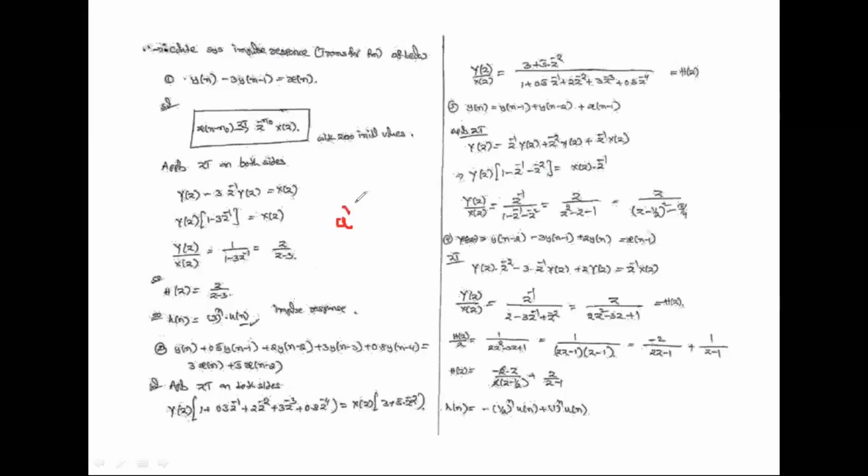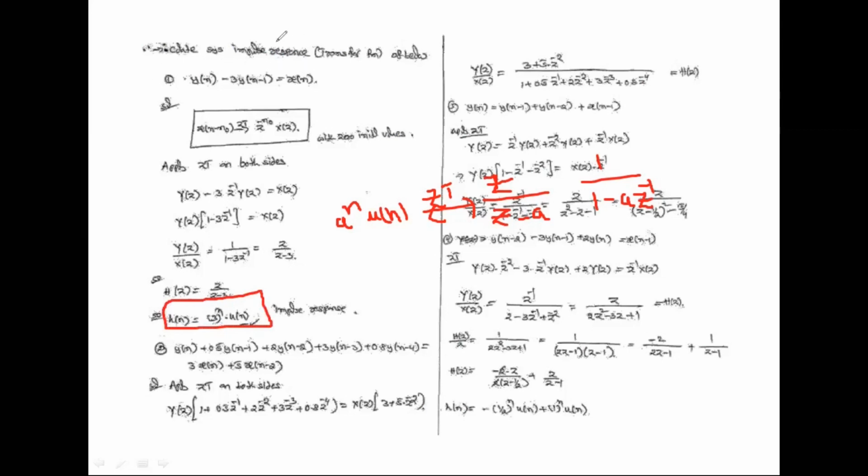The a power n mu of n. What is the z transformation here? A power n mu of n, z transformation is, in the positive powers of z, z by z minus a. In the negative powers of z, it is 1 by 1 minus a z inverse. Okay. Now here, in the positive powers of z, instead of a, the value 3 is there. So what is h of n? It is equal to 3 power n mu of n. Impulse response.